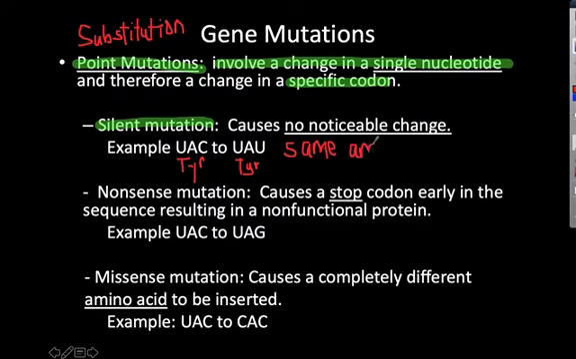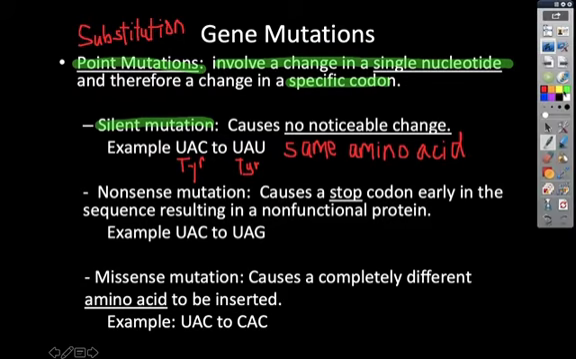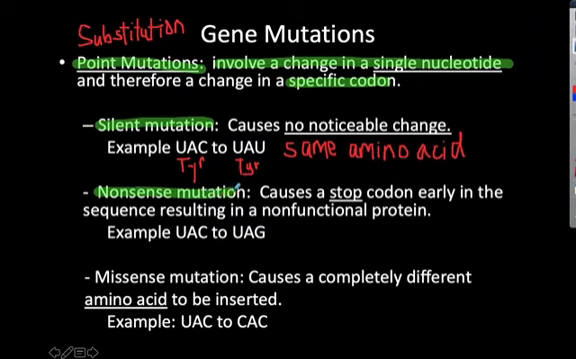If they code for the same amino acid, then it's a silent mutation because it's not going to cause any change that would be noticed at all, because that's not going to change your protein at all. So this would be the best type of mutation to have. All right, now the next type of substitution or point mutation is a nonsense mutation.